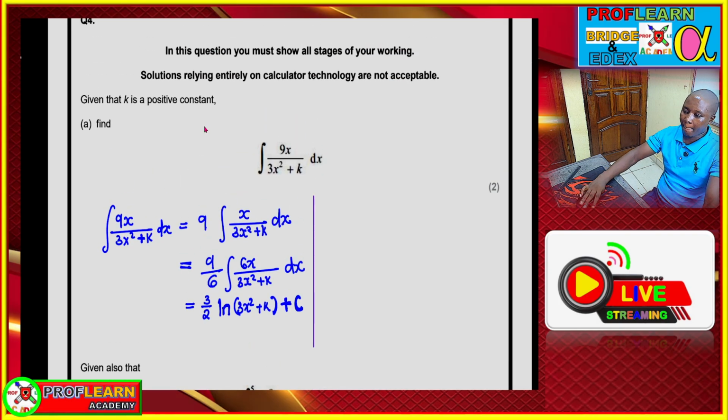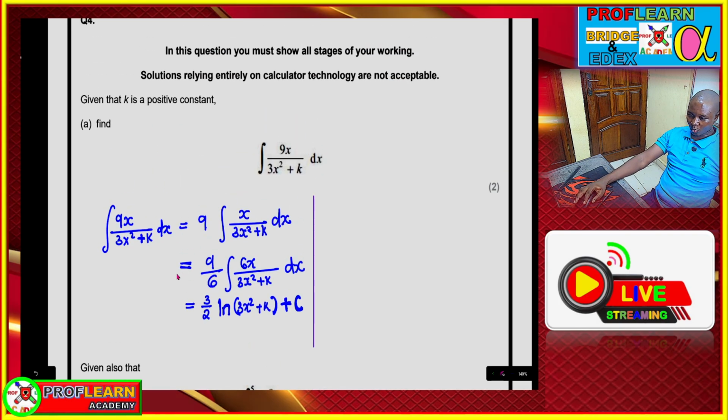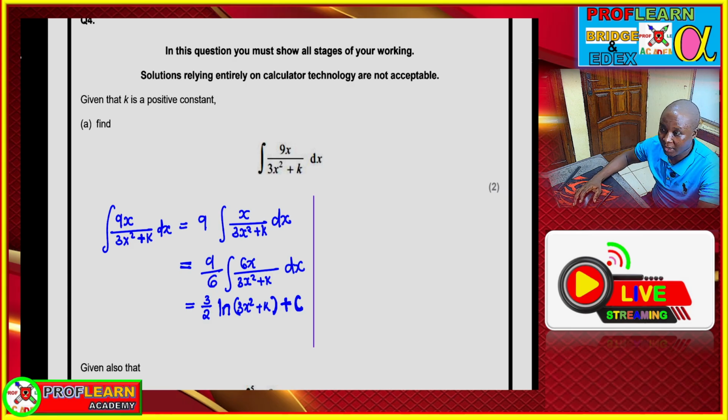Question 4, you really need to have a strong understanding of how to perform integration of trigonometric functions, integration of rational functions like these ones, integration of basic functions. So for fractions, and especially rational functions like this one, remember we are going now to introduce natural log.